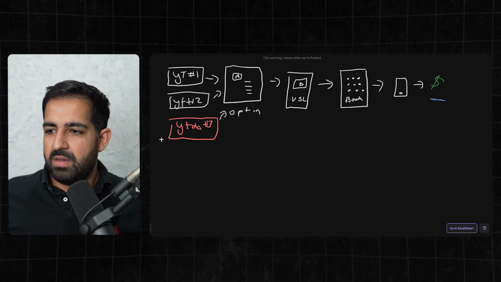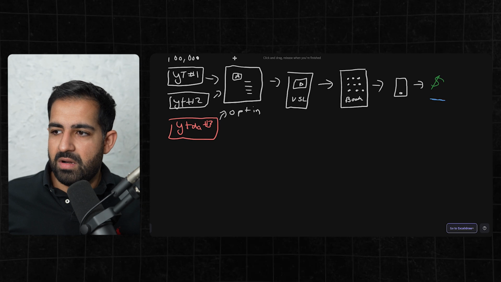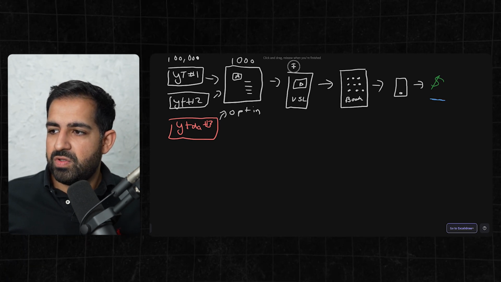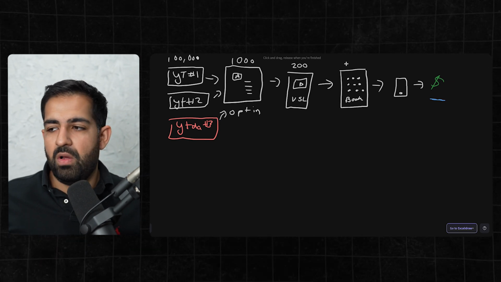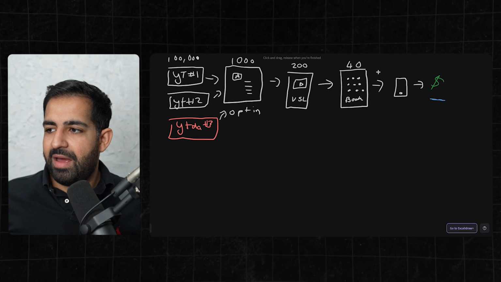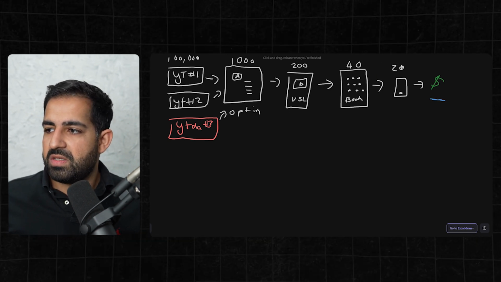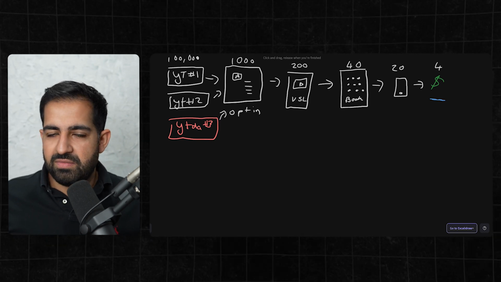So let's do this. So let's say you have 100,000 people. Now at your opt-in page, you have 1,000. 200 go to the VSL. Out of that, maybe 20% will go to the schedule page. So you have 40 people. Out of that, let's say 50% book. So you have 20 sales calls, and then you're closing 1 in 20. So you have 4 sales, right? That's a very typical funnel.